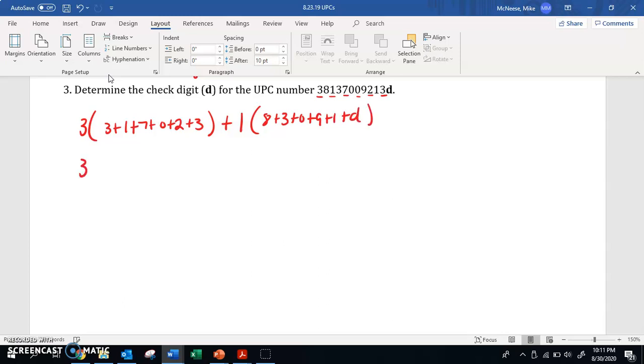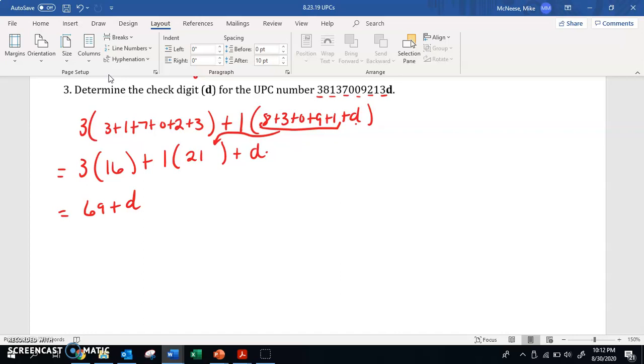So if I simplify this, I should get 3 times, on the inside here, I'm going to get 16, plus 1 times, I'm just going to pull the D out and put it right here. On the inside, I'm just adding up all of these values right here. So these all add up to 21. And if I simplify this further, 3 times 16 and 1 times 21, add those together and I should get 69. Bring the D down. So 69 plus D. All of this has to equal a number ending in 0.